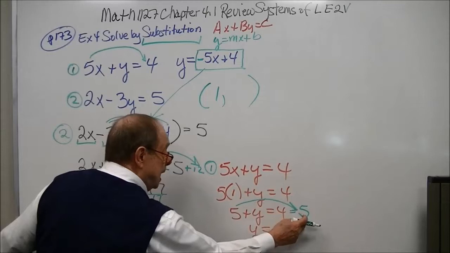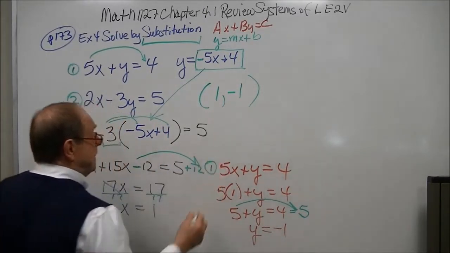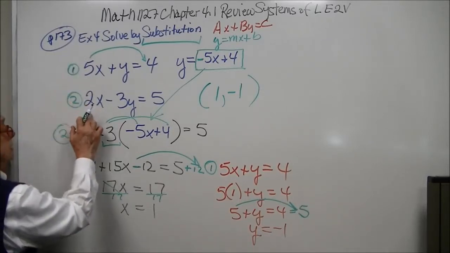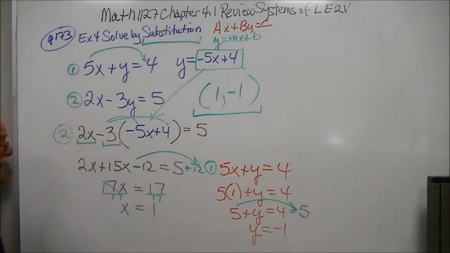4 minus 5 is a negative 1. That's my other member. And if we were to graph it, we'd see that's where they would intersect. And if we now put that in each of these equations, we see that this ordered pair is a solution. And the method we used was substitution. That's what we're illustrating here.